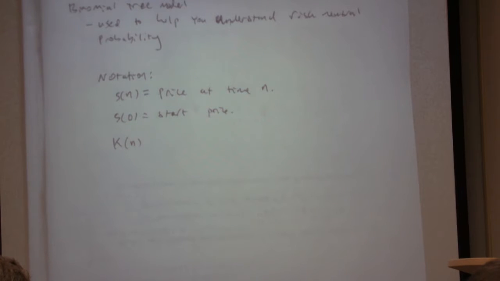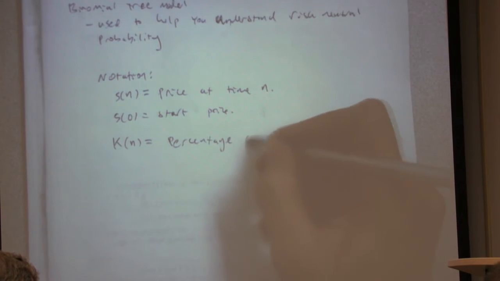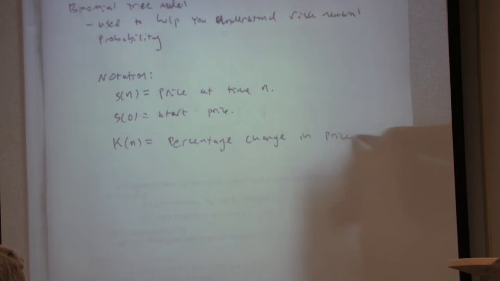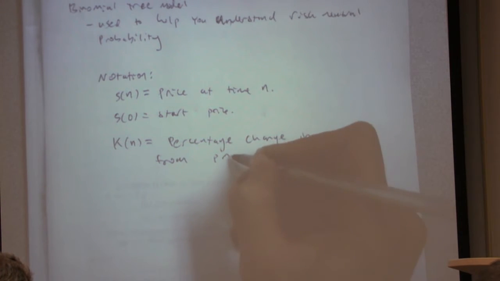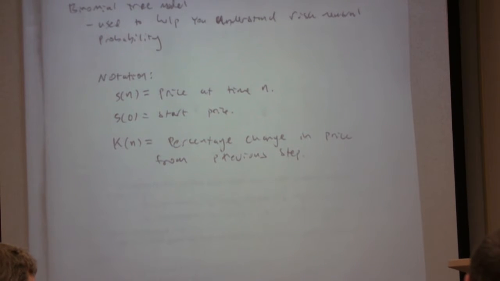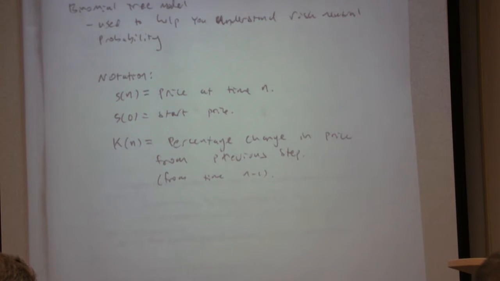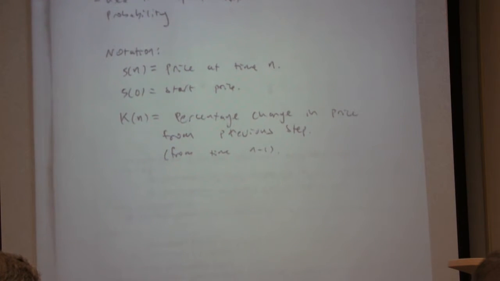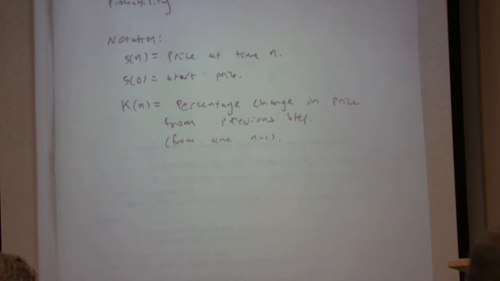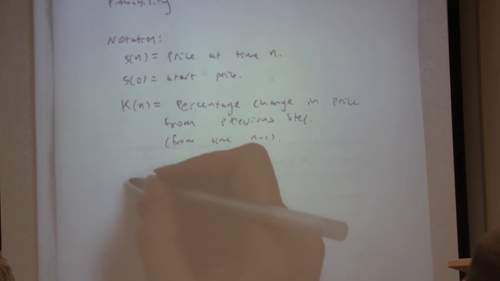K then is the percentage return from the previous step. So the percentage change in price from the previous step. Meaning from time n-1? That's right. Yep. And we're going to assume that, again, this is a binomial model, so we're going to assume that K can either be an upper value or a lower value.